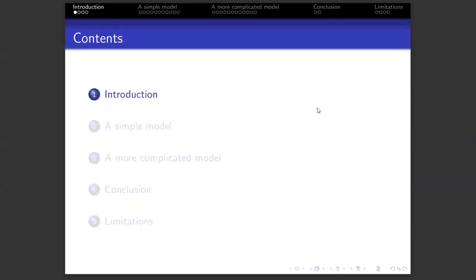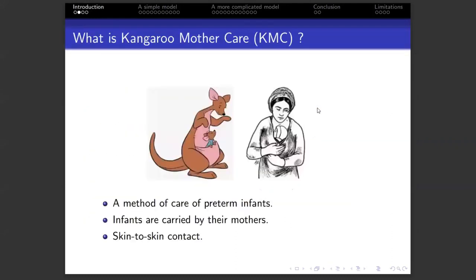Let's quickly introduce you all to the problem. First thing first, what is kangaroo mother care? Kangaroo mother care is a method of care of human preterm infants. It involves the infant being carried by the mother with skin-to-skin contact and exclusive breastfeeding. There are numerous papers explaining how kangaroo mother care can affect an infant's health positively in various ways.